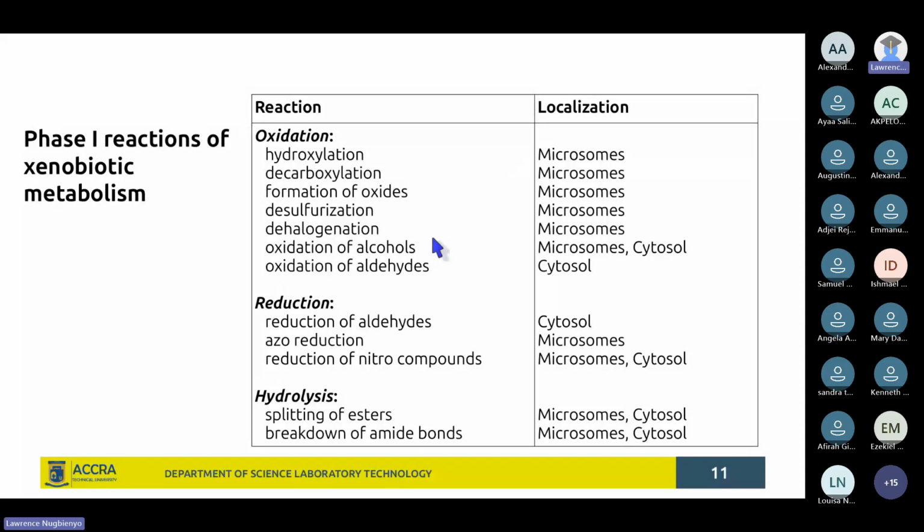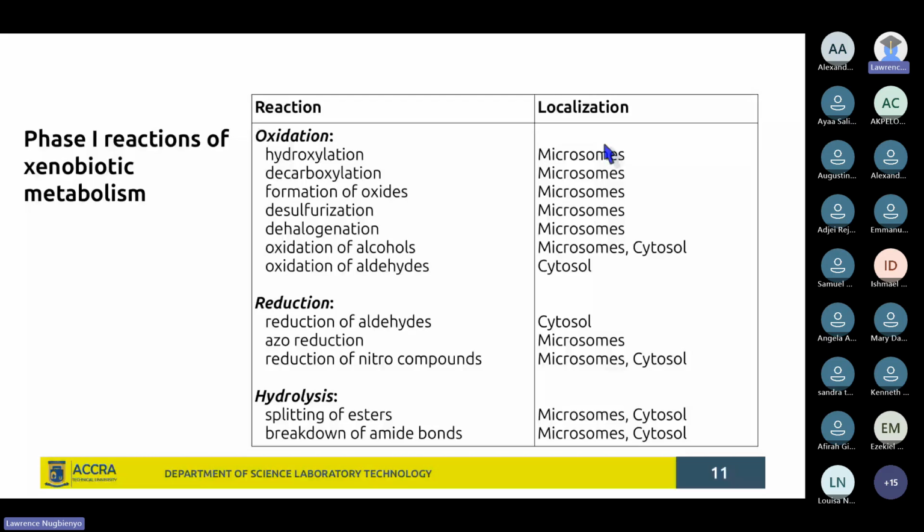Oxidation of alcohols, and then oxidation of aldehydes. And so these are reactions that occur with alcohol metabolism. And you see reduction reactions like reduction of aldehydes, some azo reduction, some hydrogenation of nitrogens, and then you have some reduction of nitro compounds. And you can see all of these reactions are occurring in either the cytoplasm, I mean the cytosol, or microsomes.